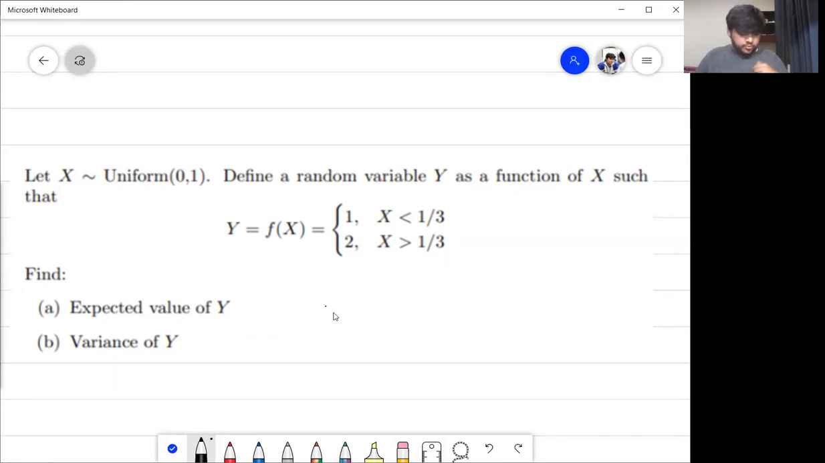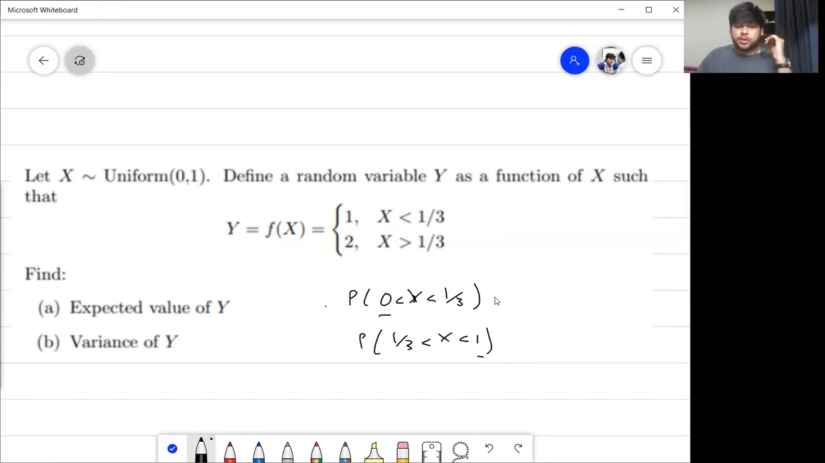So let me just confirm, how do I find the probability of x less than 3? What's the probability of x less than 3? So x less than 3 would imply I have to find the probability of 0 less than x less than 1 upon 3, and the other value would be 1 upon 3 less than x less than 1. Note it's still 1 because x is a uniform distribution from 0 to 1. Hence, from this value to this value, I'm covering the entire sample space of x.